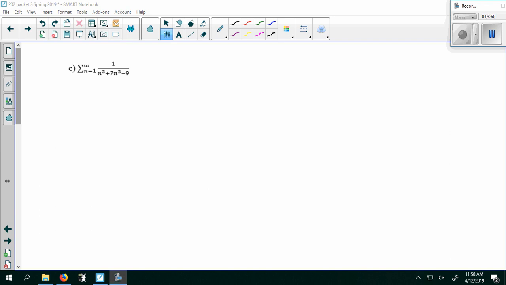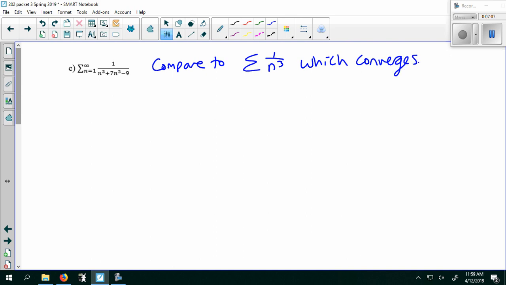Okay, so for this one, this is really close to a p-series. I want to compare to the p-series 1 over n cubed, which converges. Okay, so if I'm comparing to a p-series, that means I should do a direct comparison or a limit comparison. Again, I like the limit comparison test a little bit better.